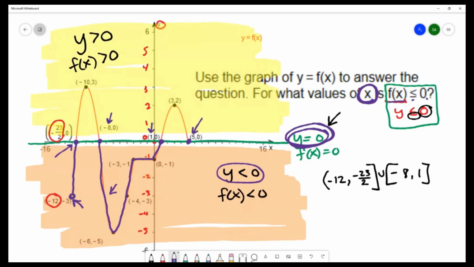Interval notation is meant for intervals of numbers, so we can't use the parentheses and the brackets on this. So when we're listing a single number or a finite amount of numbers, we use these curly braces to indicate that we're just talking about that one number. So for these x's, -12 to -23/2, union with -8 to 1, union with 5, all of these x values have y's that are less than or equal to 0.